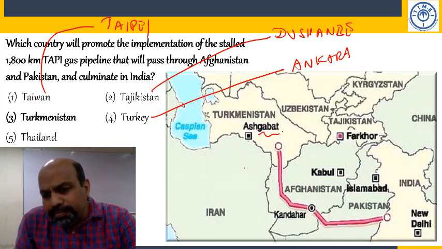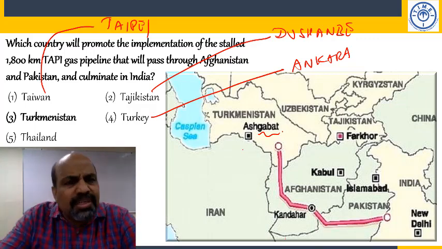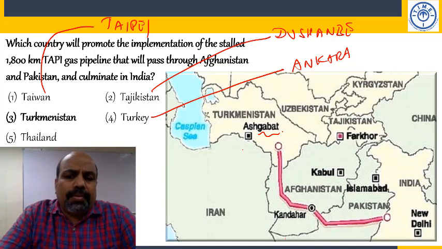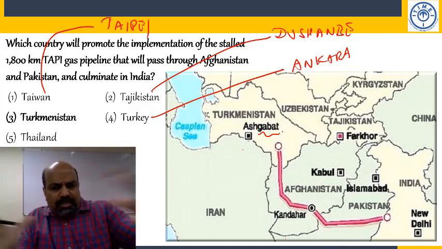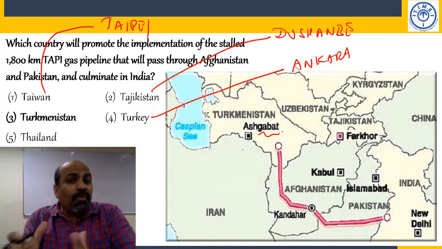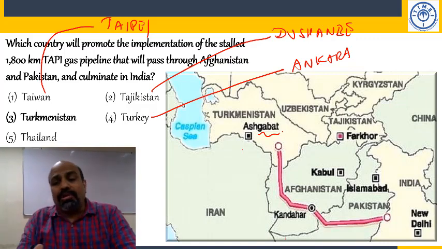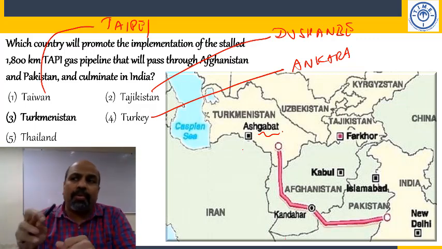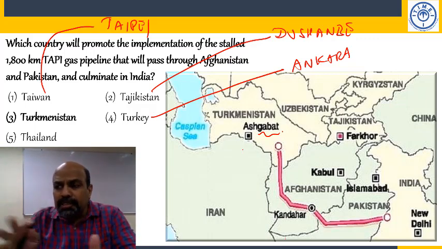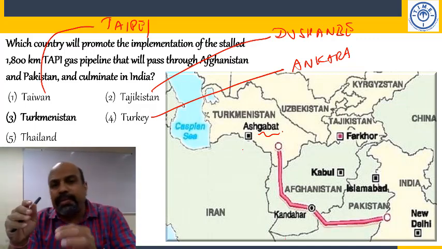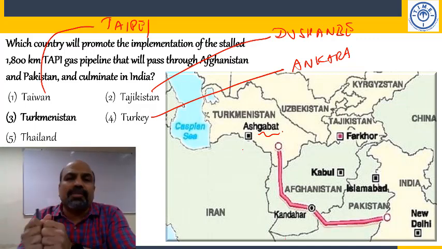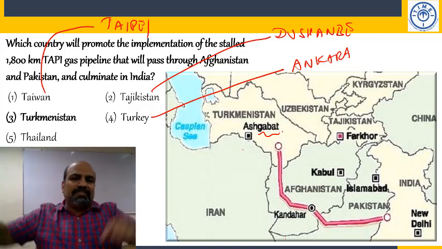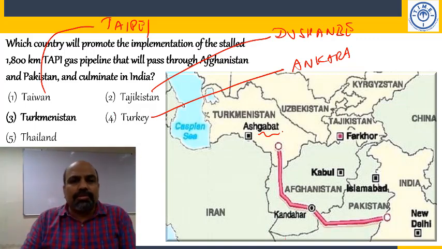Ashgabat. See, when we are talking of these kinds of countries, please know that the situation in this region is quite volatile. Very volatile. What if tomorrow in a war situation, Pakistan turns off the tap, or the militants in Pakistan set fire to the pipeline? So there could be disruption in supply. And that's why we always have a very wide basket of suppliers. Thailand's capital, as you know, is Bangkok.